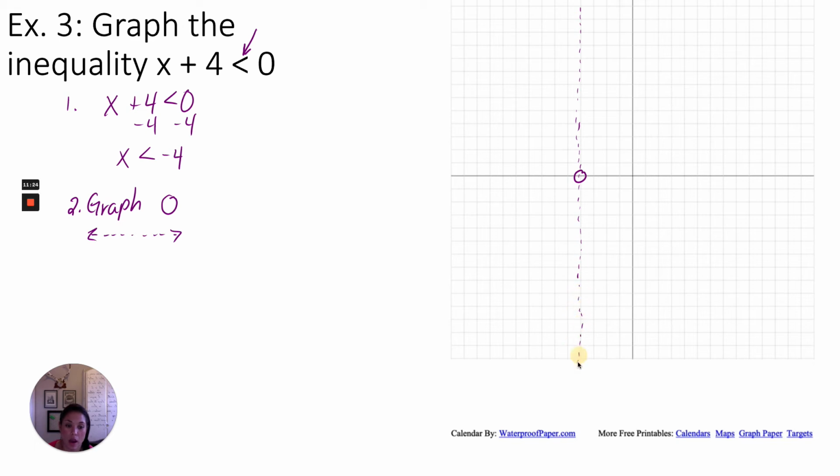Okay, now I'm still not done because I need to shade one half of this plane. So in order to do that, I need to run a test. And I'm going to test my inequality with 0. I'm going to put in the value of 0 for x. So 0 is less than negative 4. Is this a true statement? This is not a true statement.